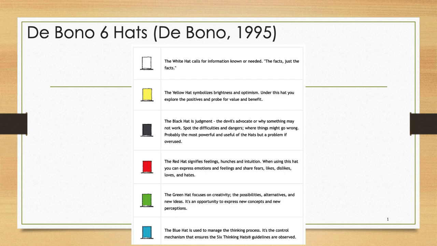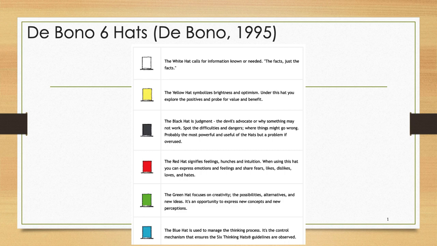Then you have the yellow hat, which has the optimism, and within this hat you explore the positives and probe for the value and benefit within your idea. Then we have the black hat, and it is for judgment, the devil's advocate, or why something may not work within your idea.